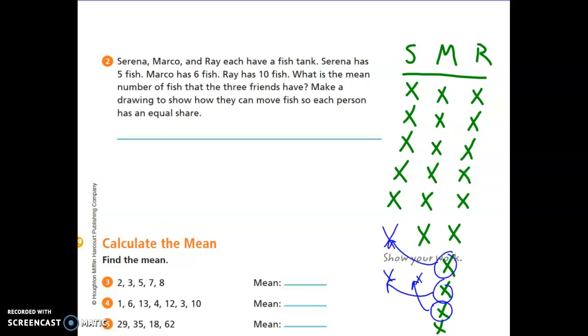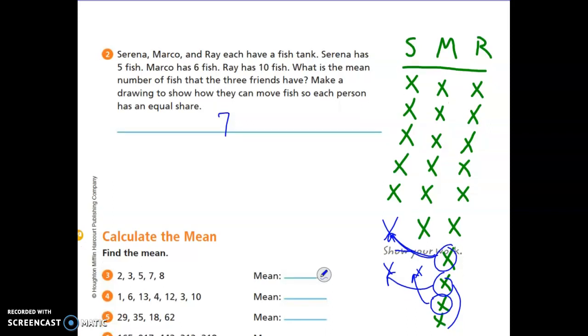All right, I'm not sure if you can follow my messy handwriting here, but I realized that if I took Ray's fish here and put it over here on Serena's, everybody would have at least 6. But then I had these 3 left down here. So what I did from there is, I've got 3 kids. I gave 1 to Serena, I gave 1 to Marco, and I kept 1 with Ray. So now they all have the same number of fish. Now they all have how many fish? Figure that out. So they all have 7 fish. All right, so that's one way of solving it.